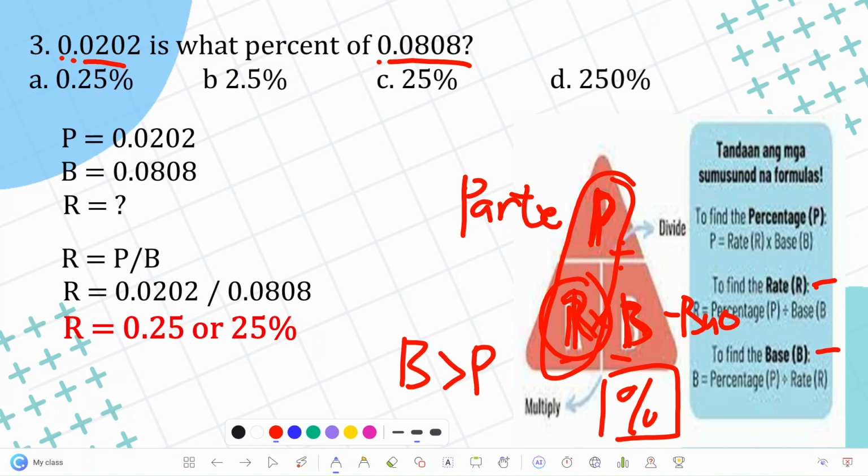And how do you convert decimal into percentage? Simply move the decimal point two places to the right. So this is 1 and this is 2 and write the percentage sign.